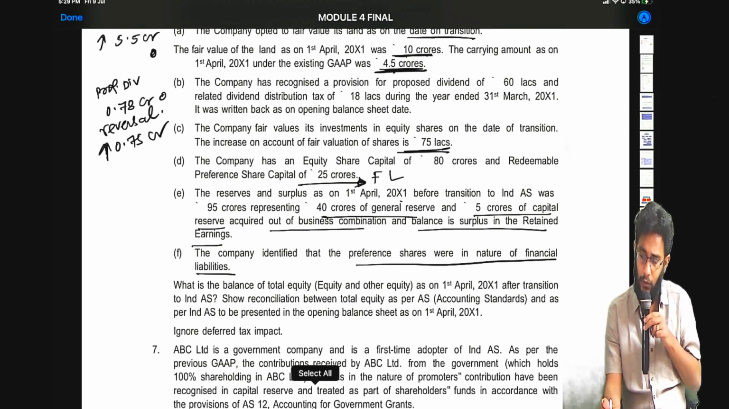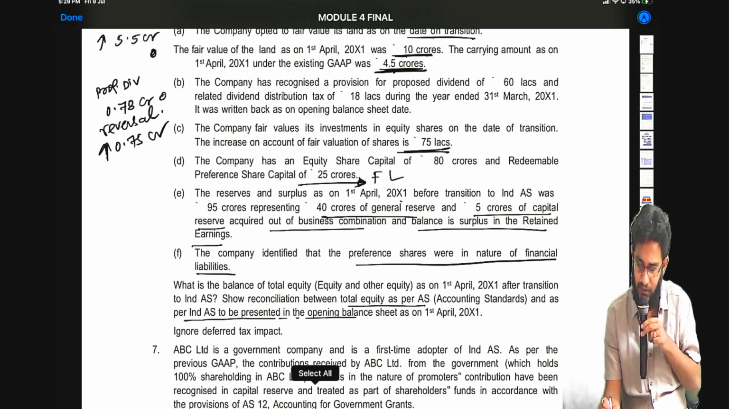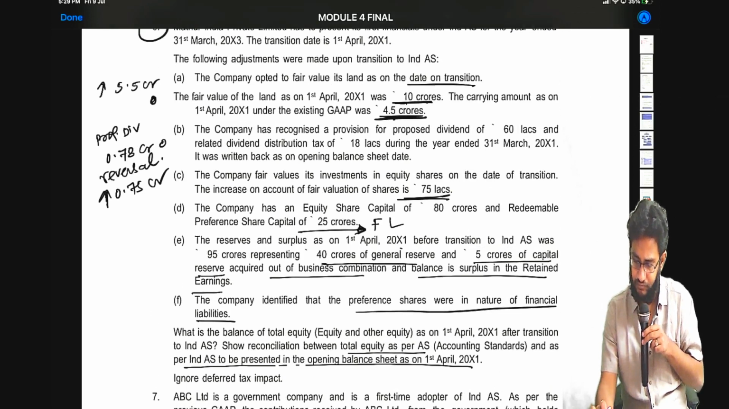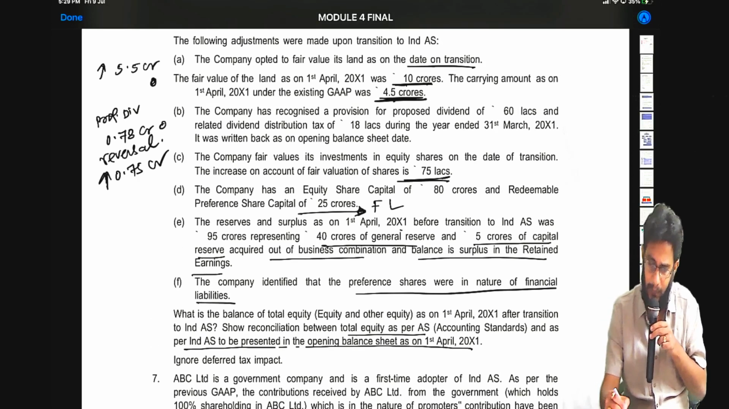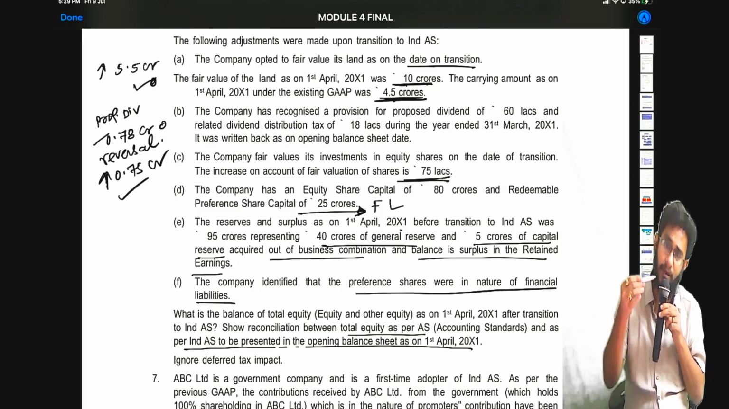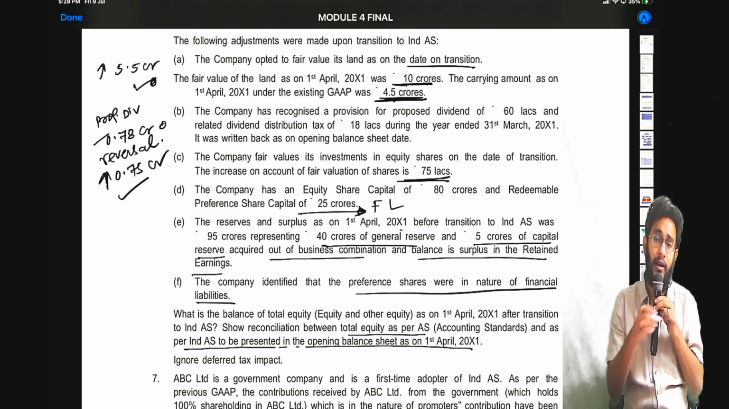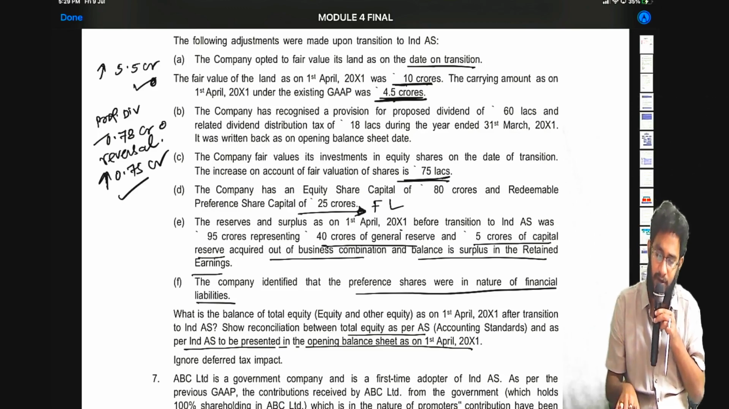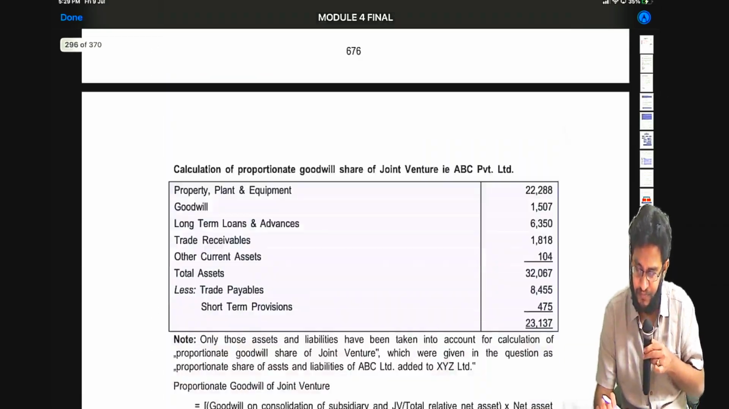What is the balance of total equity on 1st April 2001 after transition? Show reconciliation between total equity as per AS and as per Ind AS to be presented in the opening balance sheet. From your existing equity balance, you have to make these three adjustments, and then under existing equity, preference share capital is there, that you have to remove and show under liabilities. He's asking only the equity component. I'll just show you the answer. It's a very simple one.